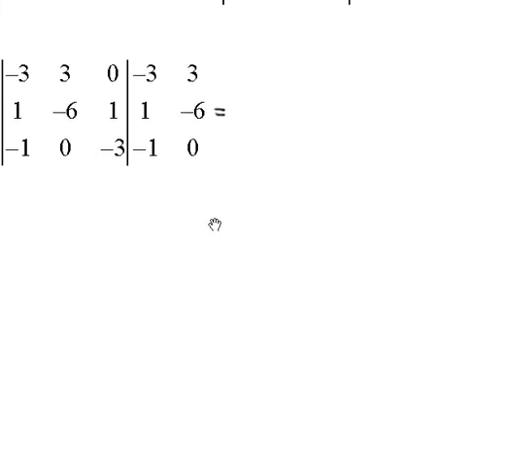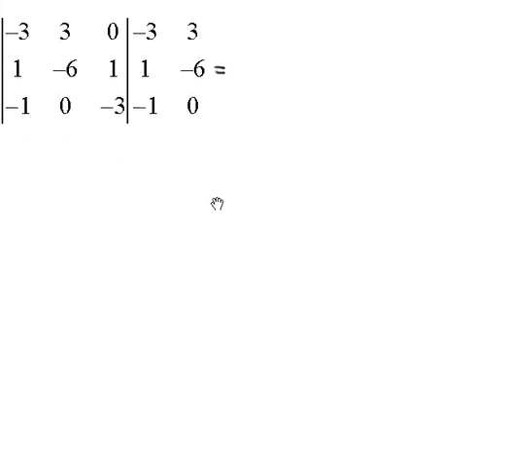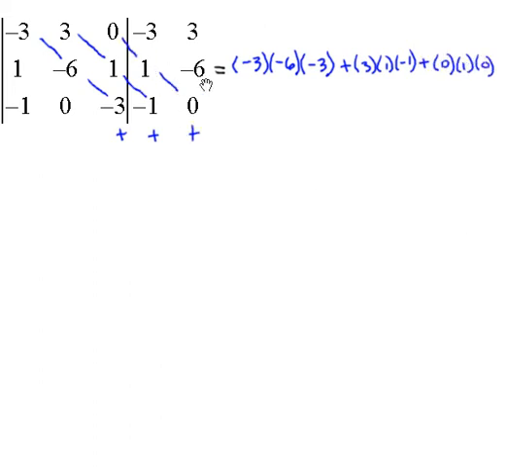And let's go through that process again, finding all the diagonals going down from left to right and adding those results together. So negative 3 times negative 6 times negative 3, we're going to add that to our next diagonal going down. We're adding the next one, which is 3 times 1 times negative 1. We're going to add the next diagonal from left to right, so we're adding 0 times 1 times 0.